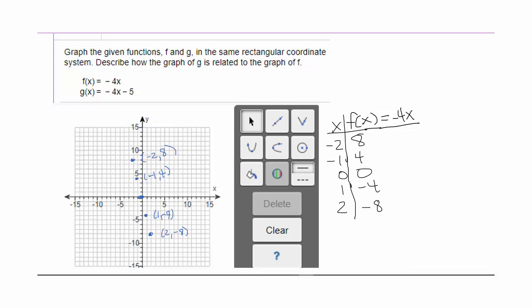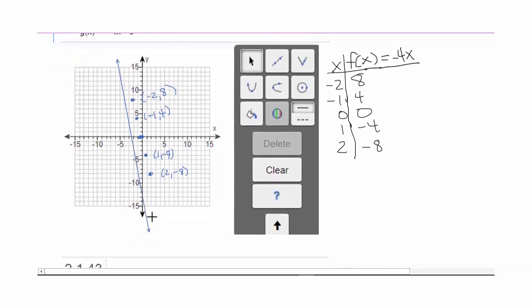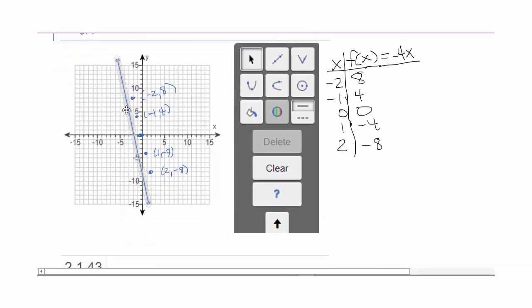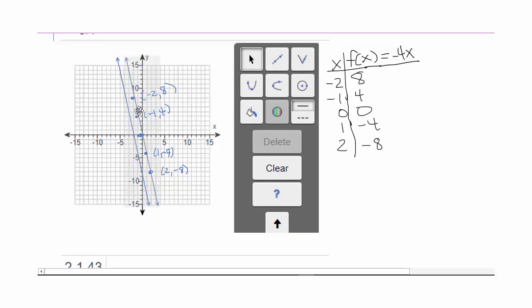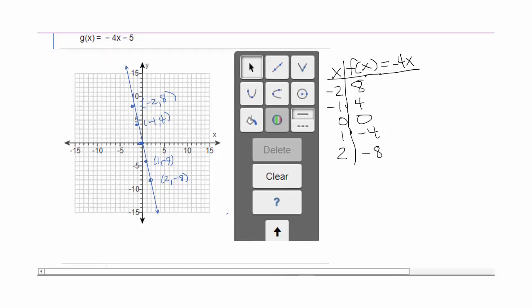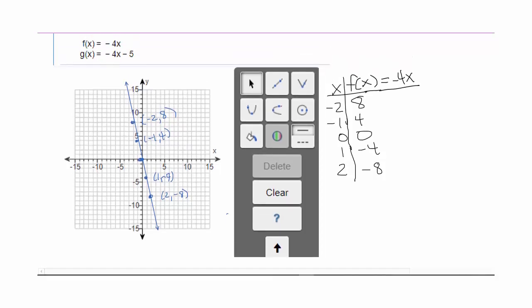And then we're going to put a line in there. We know it's a line in this case. I gotta scoot him over here. All right, that's pretty close. Okay, so that's f of x, and now maybe in red we'll plot g of x.